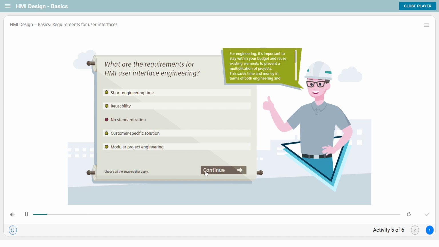For engineering, it's important to stay within your budget and reuse existing elements to prevent a multiplication of projects. This saves time and money in terms of both engineering and project administration. You also need to make sure projects are as language independent as possible and take into account country-specific characteristics and commonly used imagery. This makes project engineering accessible to a larger user group.